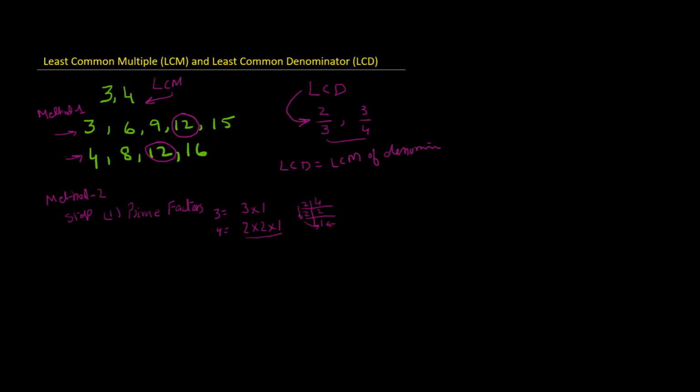So after finding the prime factors, what is the next step to find the LCM? So this is step 1. Now step 2 is finding the maximum occurrence of a prime number.